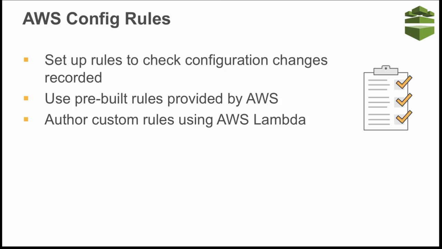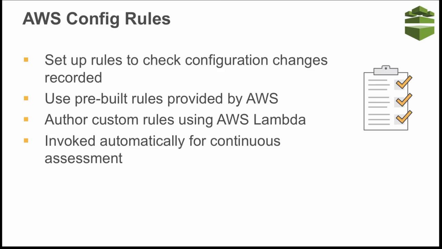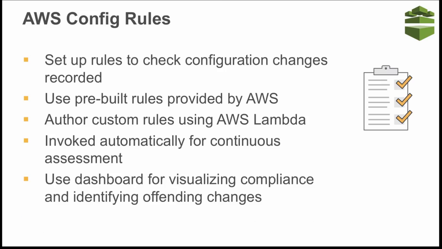If you wanted to build your own rules, you can, and you can do that using what we call AWS Lambda to assist you with that. And these rules can be invoked automatically for continuous assessment. So just to recap, Config is managing that baseline, detecting changes. You're going to be able to write rules against those changes. And you ultimately use the dashboard to visualize the compliance and identify those offending changes.